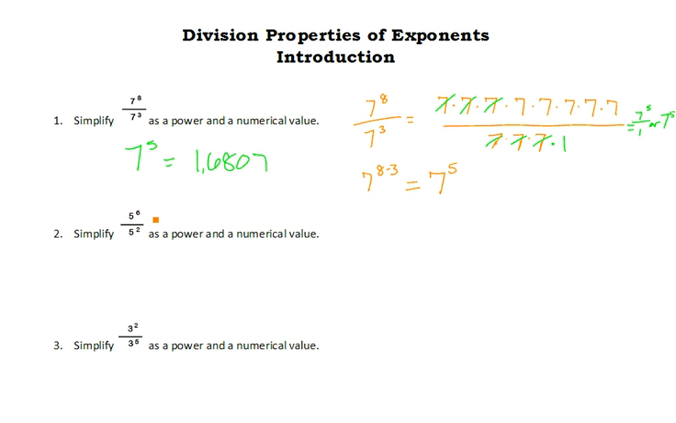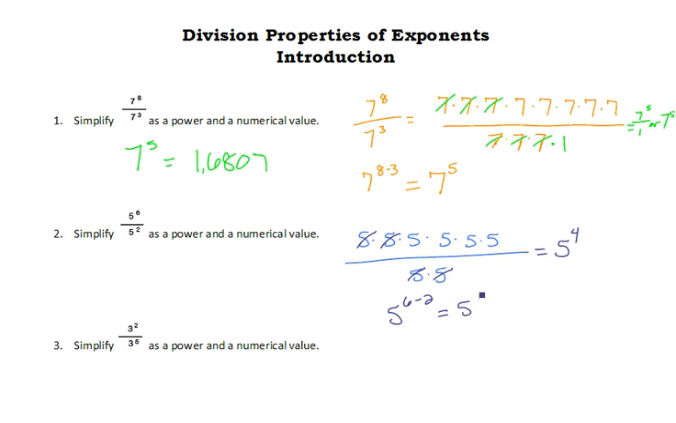Again, 5 to the 6th. We see that power is telling us to multiply that 5 6 times. And we are dividing that by 5 squared. Again, we are going to cancel like factors. We end up with 5 to the 4th. So is that the same thing as 5 to the 6 minus 2? Yes, it is.